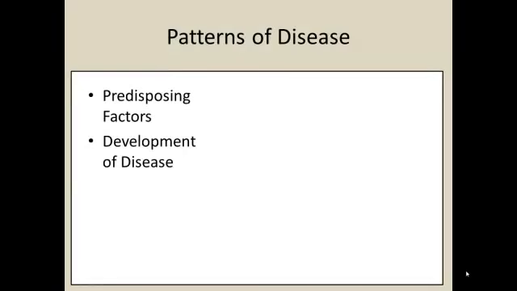Now let's talk about patterns of diseases. Not everybody who becomes infected develops disease. We have predisposing factors for disease. Couple of examples from the book. Women are more likely to get urinary tract infections. It's because we have a shorter urethra. It's less distance for the microbes to crawl up to the bladder. That is a predisposing factor.